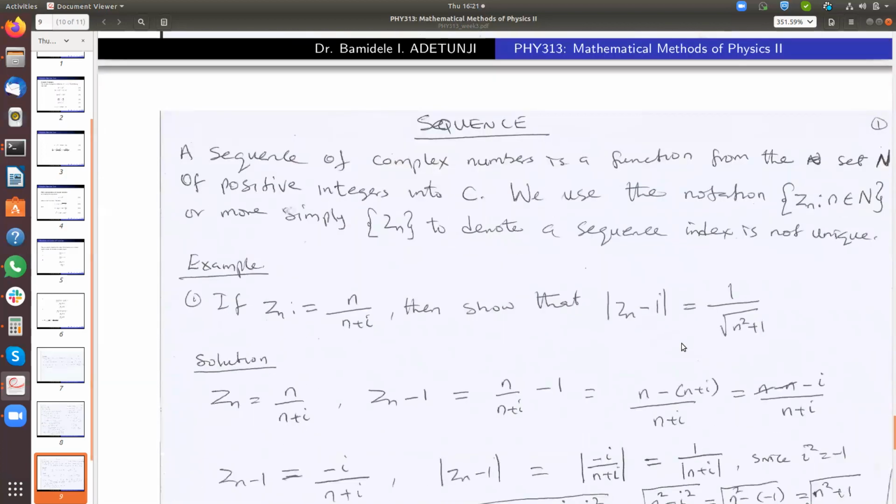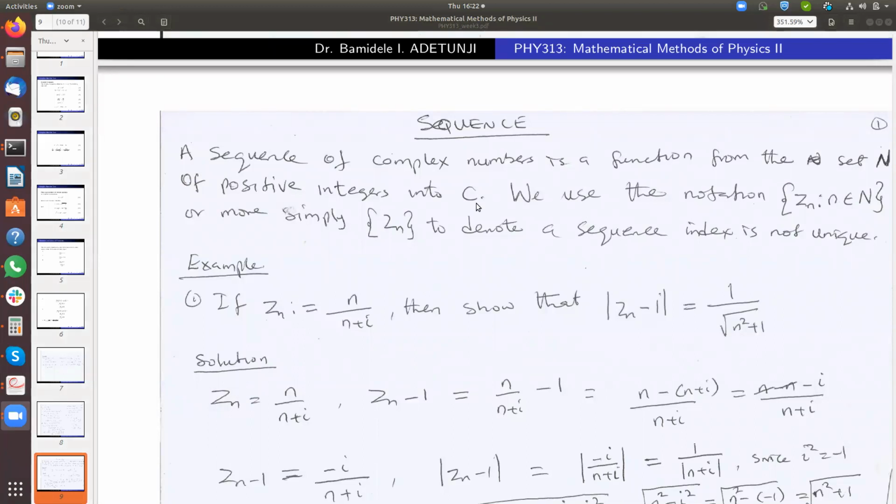Today we are supposed to discuss sequence and Cauchy sequence. So the question is, what is a sequence? A sequence of complex numbers is a function from the set N of positive integers into C. That is, where you have a set of integer numbers in N.